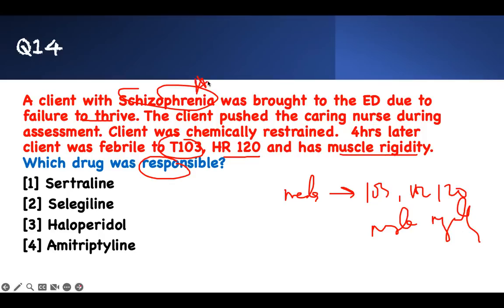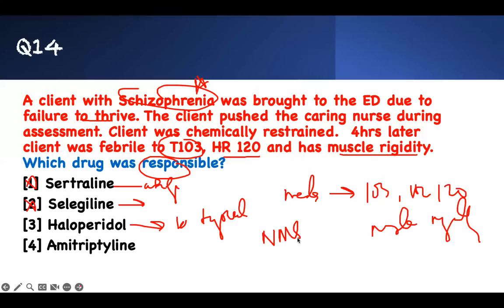The buzzword is schizophrenia, so he has to be a psych patient who needs to be sedated. Sertraline is an antidepressant. You don't use it for sedation. Selegiline is a monoamine oxidase inhibitor, also an antidepressant. You don't need it. Haloperidol, yes. It's a first generation antipsychotic, the typical ones. And what is your diagnosis?